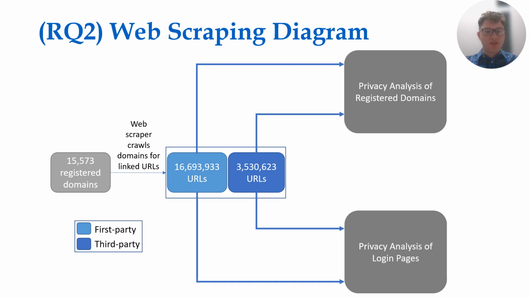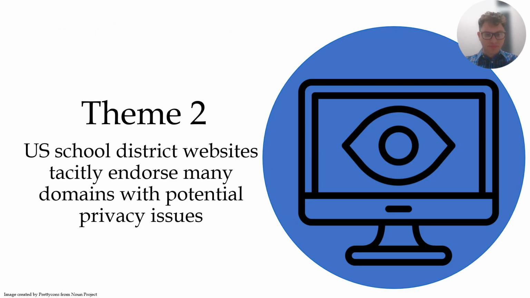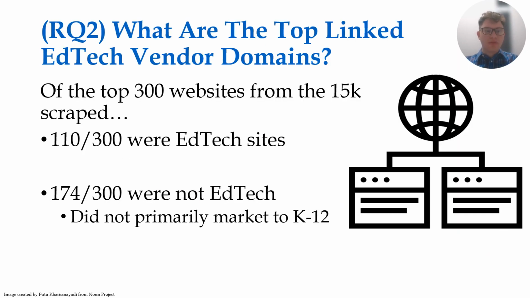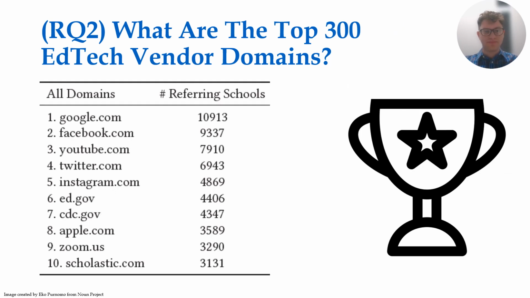From our scraping and scans, we uncovered that U.S. school districts' websites tacitly endorse many domains with potential privacy issues. Of the top 300 most common websites linked to by the 15,000 school district domains that were not broken URLs, 110 out of 300 were edtech sites, including content creation like Prezi, educational games like Kahoot, and formative assessments like the Renaissance Suite. 174 out of 300 were not edtech. Either they did not collect student data, or, more commonly, were not primarily marketed at K-12 schools and their students.